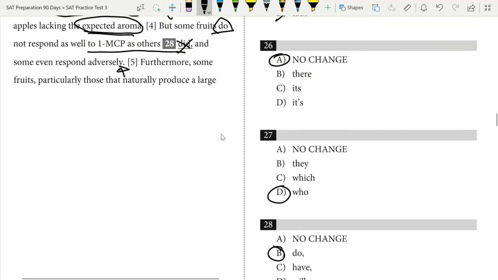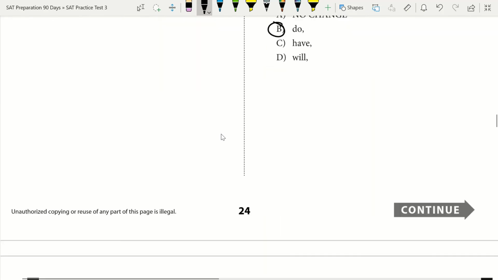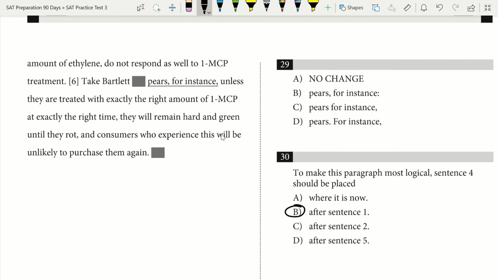All right, so now let's go ahead and go up. We've already answered all of those, so now we're on question 29. Okay, so we have, take Bartlett pears, for instance, unless they are treated with exactly the right amount of 1-MCP. All right, so right there, what I'm seeing is I have take Bartlett pears, okay, and then I have for instance. That's an independent clause. Okay, so it's an independent clause. Now I have to connect that to my next clause.